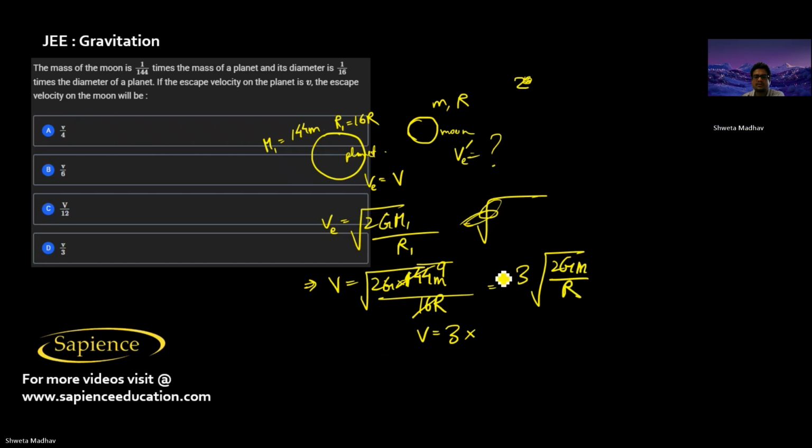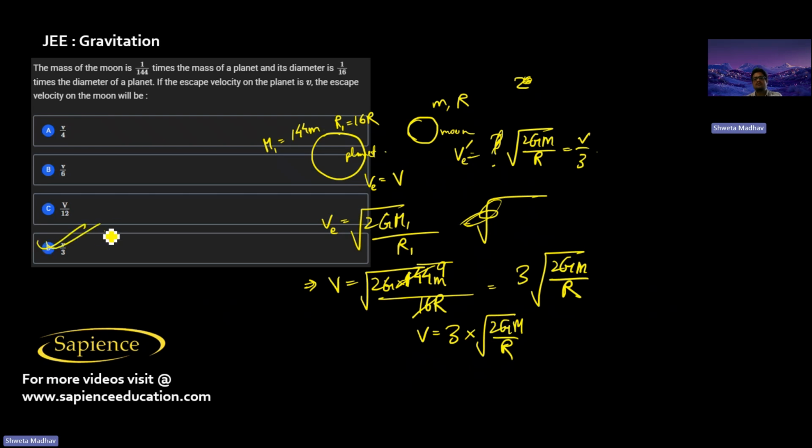The escape velocity on the moon is obviously root 2 GM by r. So root 2 GM by r into 3 is v, which means root 2 GM by r will be v by 3. So option D is the correct answer.